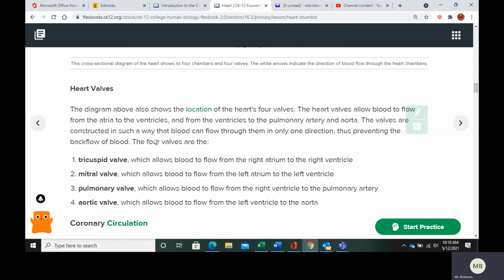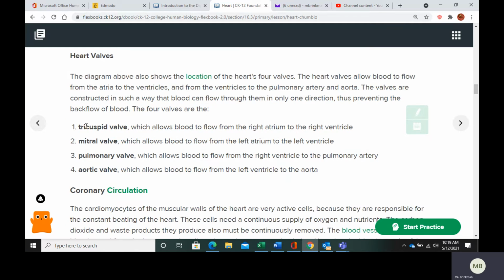So heart valves. Heart valves allow the blood to flow from the atria to the ventricles and from the ventricles to the pulmonary artery and aorta. But then because of the pressure of the blood, they are going to close and only allow the blood to flow in one direction. So we have a few different valves. We have the tricuspid valve, mitral valve, pulmonary valve, and aortic valve.